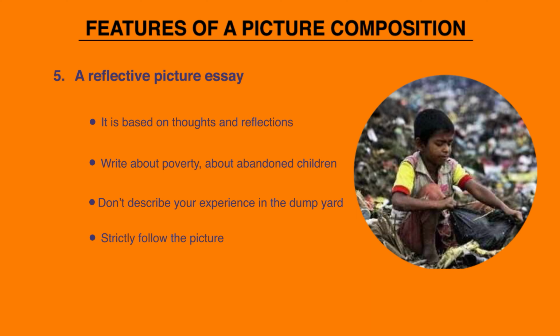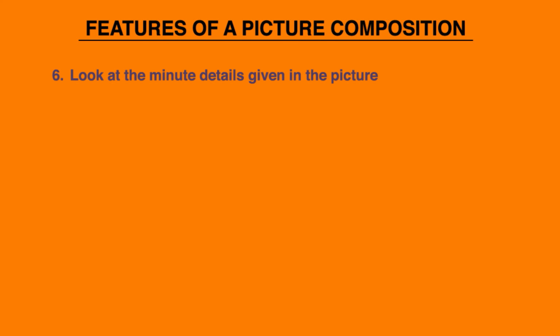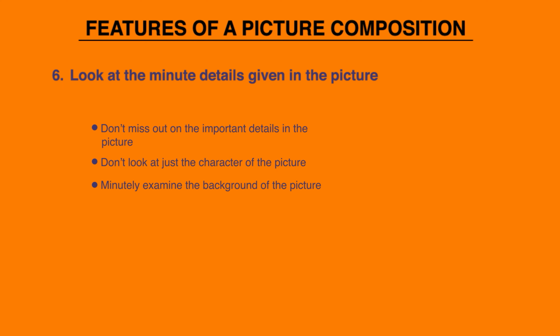The next point is very important, and it's very, very crucial to look at the minute details given in the picture. Oftentimes what we do is, we look at the picture very, very superficially, form a general impression of it, and write an essay on it. But we miss out on the important details in the picture. Instead of only looking at the character in the picture, try to also minutely examine the background. There can be 1 character, there can be more than 2 characters, whatever it is. You also have to look at the background. What is the background suggesting to you?